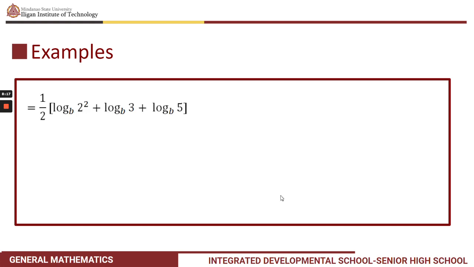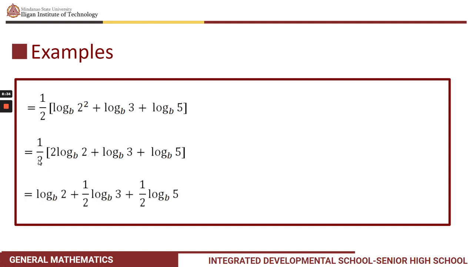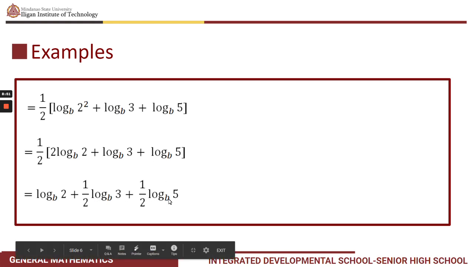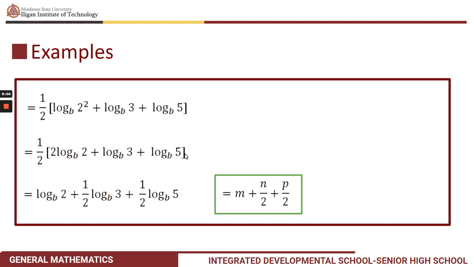So, let's distribute 1/2. Okay, before distributing 1/2, we have here an exponent of 2 squared. So we can make it a coefficient. So we have here 2 log with base b of 2. After that, we will distribute 1/2. 2 log with base b of 2 times 1/2, the 2 cancels. So you're left with log with base b of 2. And then, for the middle term, we have 1/2 log with base b of 3. For the last term, we have 1/2 log with base b of 5. Since this is m, this is n, and this is p, our answer now is just m plus n over 2 plus p over 2. So that's log with base b of square root of 60.